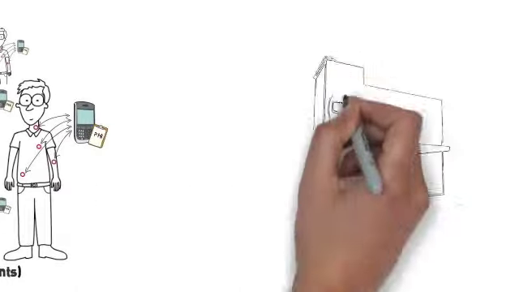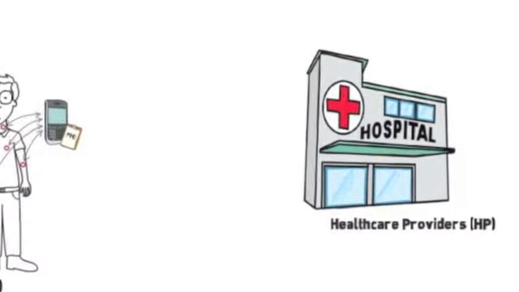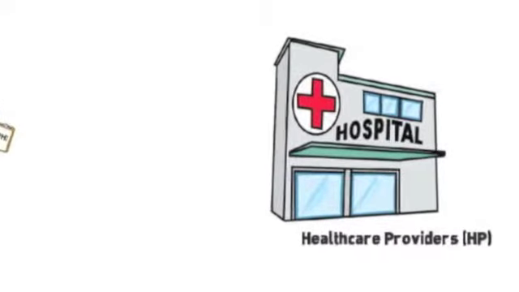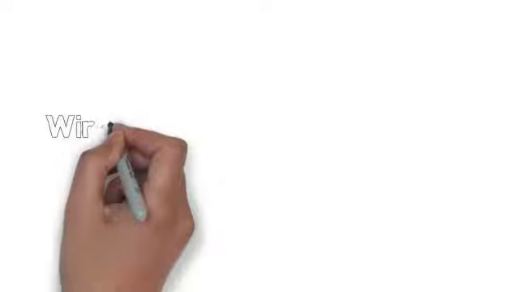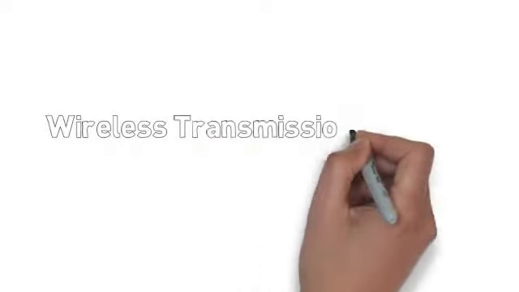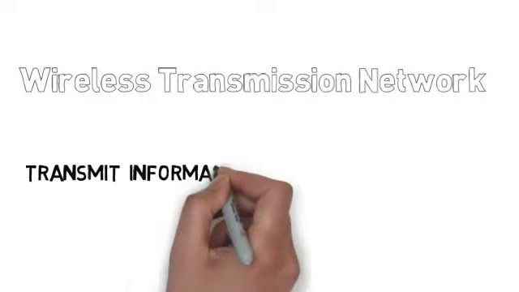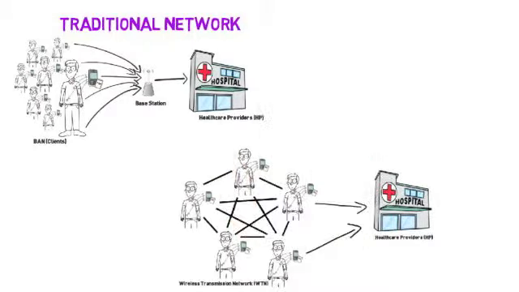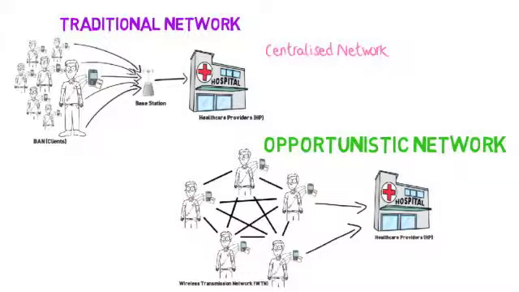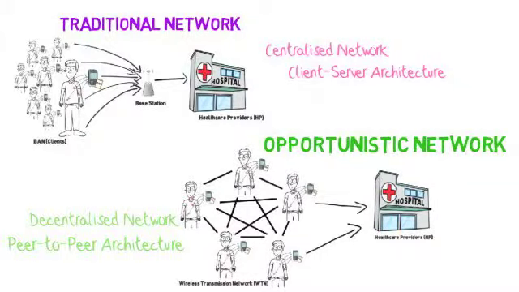Healthcare Providers System refers to the computer systems that the healthcare providers use to process and store the patient's personal health information. Wireless Transmission Network refers to the network that is used by the M Healthcare system to transmit information from the PDA to the healthcare provider's system. There are mainly two types of wireless transmission networks: the traditional centralized network, or the opportunistic network.